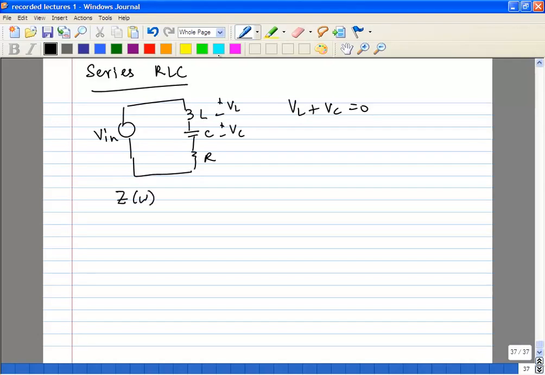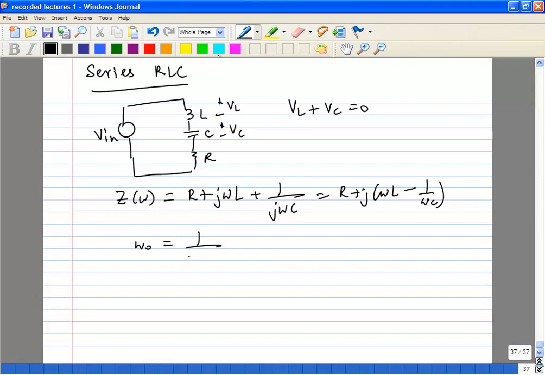You can show that at any frequency, Z of omega is R plus j omega L plus 1 over j omega C. You can proceed in the same manner as we did for the parallel network and show that omega naught is again 1 over root LC, and remember f naught is 1 over 2 pi root LC, and at omega naught the network behaves purely resistive.